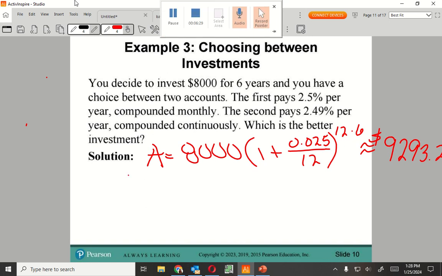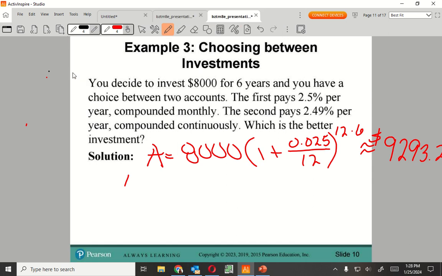So, A equals 8,000 e raised to the 0.0249 times 6. So the compounding continuously is a slightly different interest rate. That's why it's not 2.5, it's 2.49. There should be a 9 there.